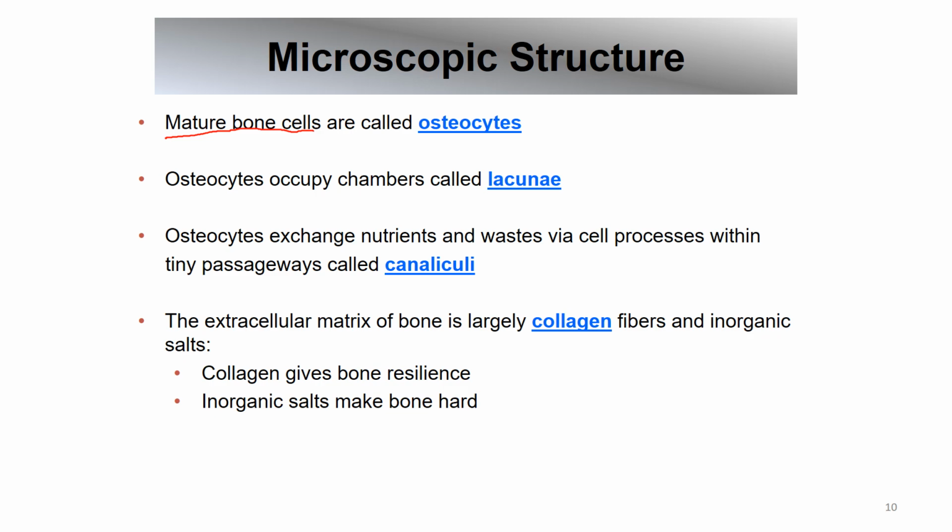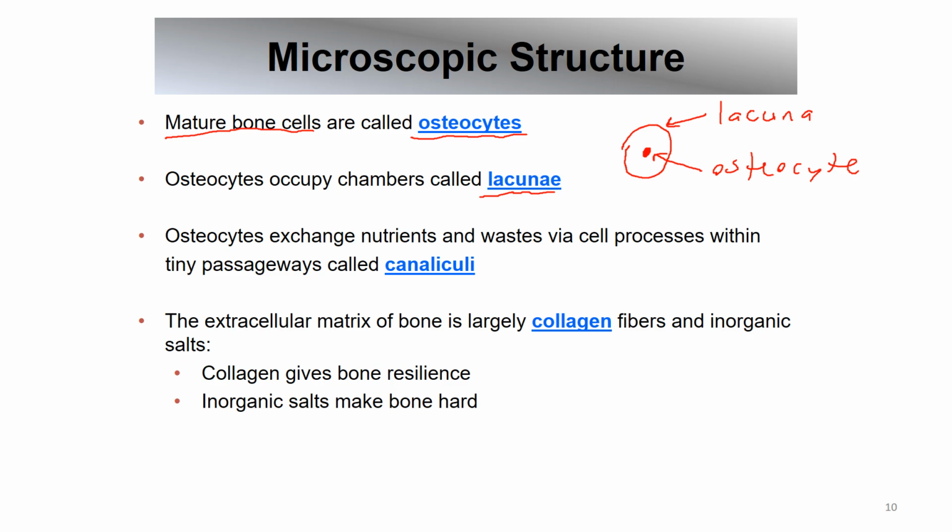Mature bone cells are called osteocytes. Osteocytes are sitting inside chambers called the lacunae. So here, if the dot inside is the osteocyte, that outer circle is the lacuna. And so it's a protective covering, this chamber that's holding the osteocyte on the inside. Lacuna is the singular word, otherwise lacunae is the plural.